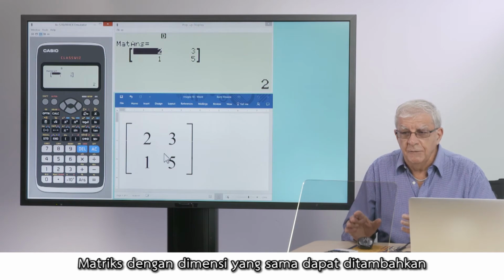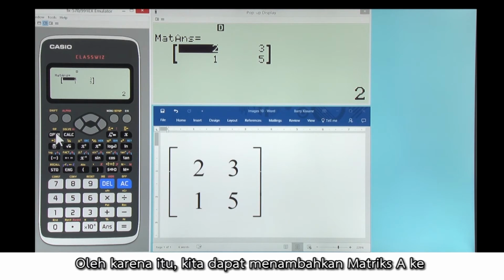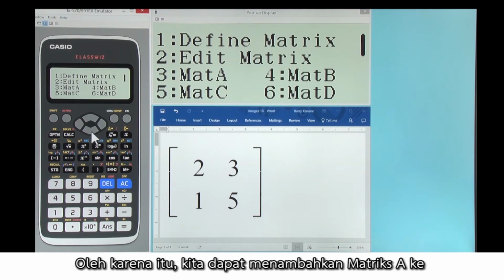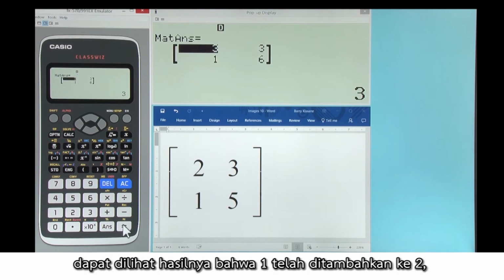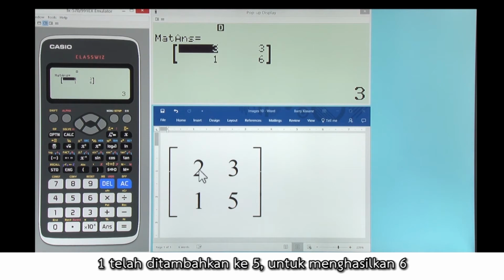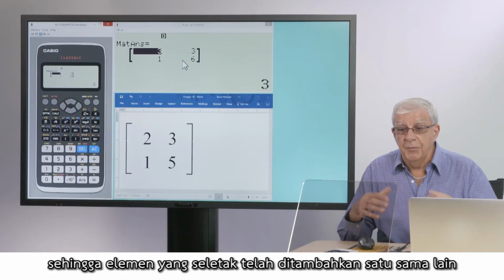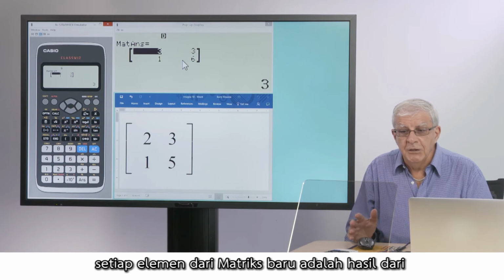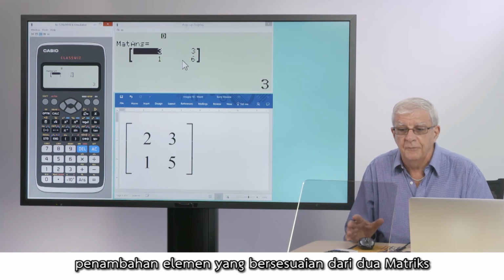Matrices with the same dimensions can be added or subtracted together, as you saw earlier. So we could add matrix A to the identity matrix of order 2. They've both got 2 rows and 2 columns. And if you look at the result, you can see that 1 has been added to 2, 1 has been added to 5 to make 6, and these have stayed the same. So the elements in the same place have been added to each other. Each element of the new matrix is the result of adding the corresponding elements of the 2 matrices.